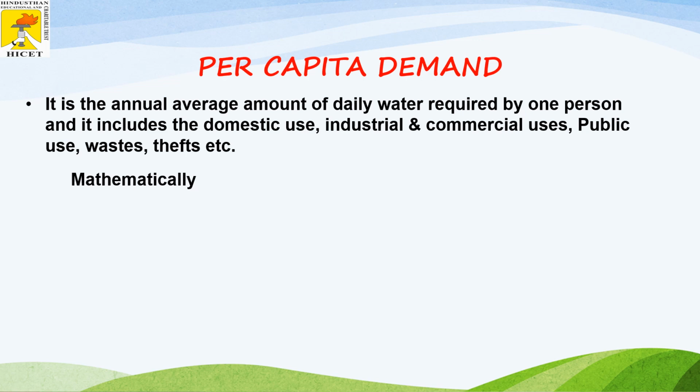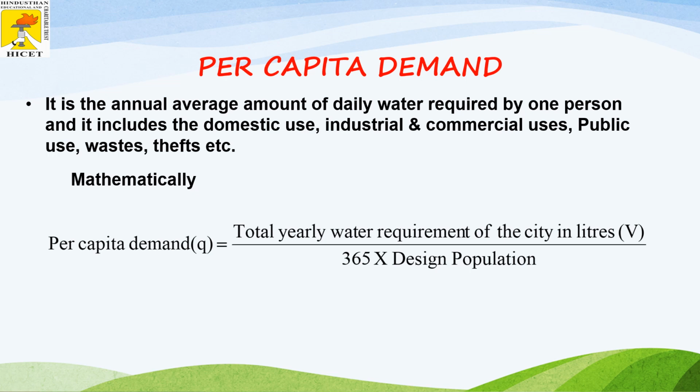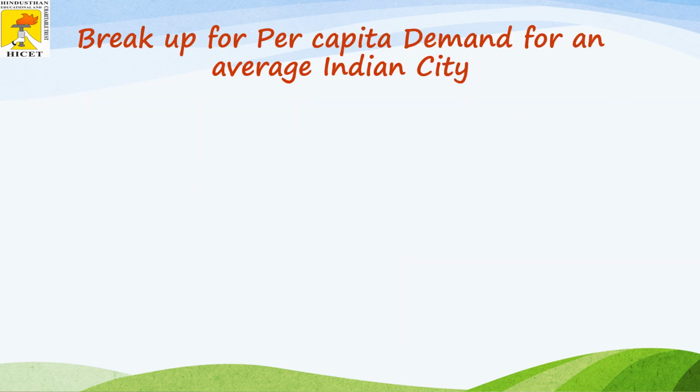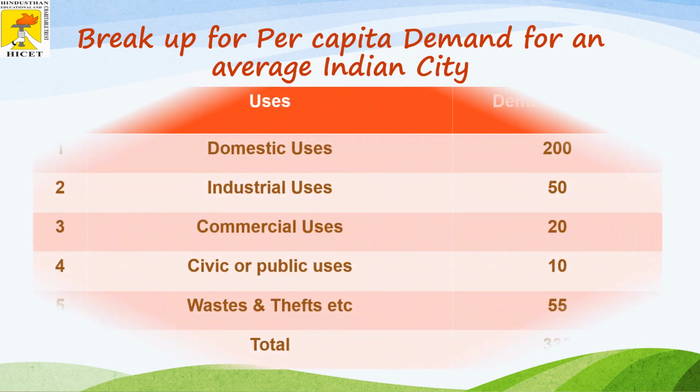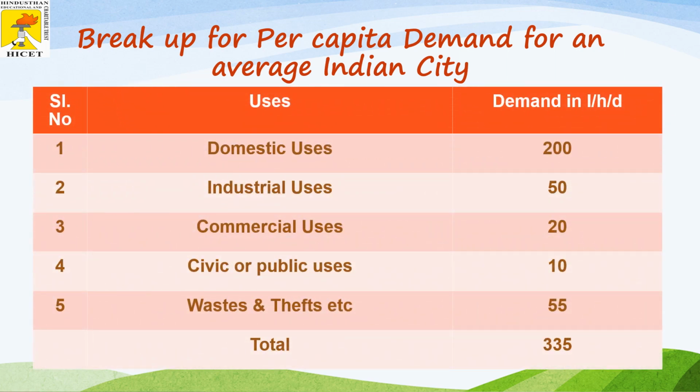In per capita demand, it is the annual average amount of daily water required by one person, and it includes the domestic use, industrial and commercial uses, public use, waste, theft, etc. Mathematically, the formula we use for per capita demand is total yearly water required of the city in liters divided by 365 times design population. In the breakup of per capita demand for an average Indian city, the uses and demand in liters per head per day: domestic uses are 200, industrial uses are 50, commercial uses 20, civic or public uses 10, waste and theft etc. is 55. Totally we have 335.